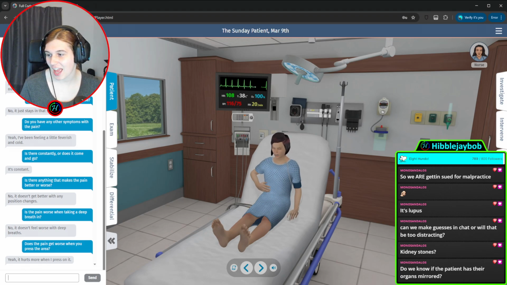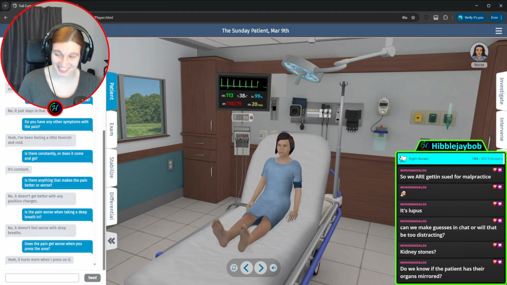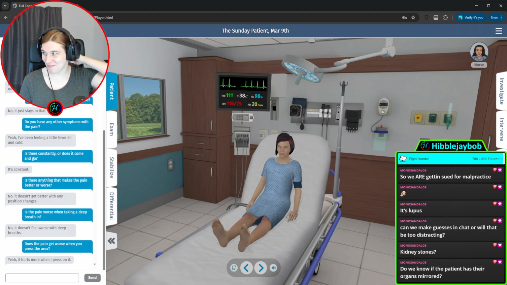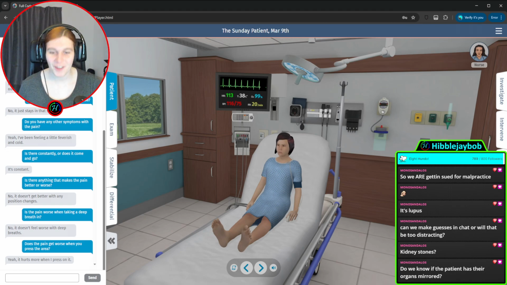Do we know if the patient has their organs mirrored? What, situs inversus? That's a rare one, Mono. Okay, so it is tender when we press on it. Okay, fine.